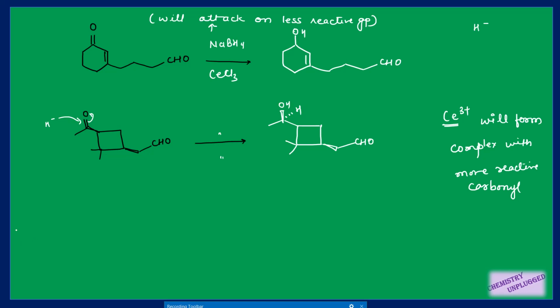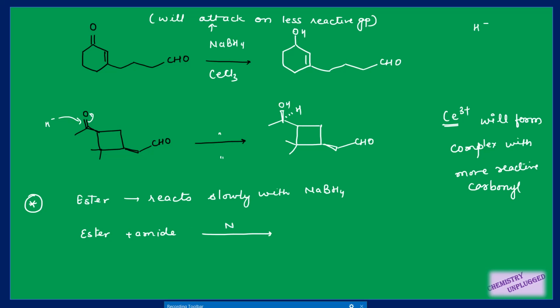Then if I have told you that esters react very slowly with sodium borohydride, and suppose in a molecule you have ester plus amide group together, and suppose you are using sodium borohydride, and with this sodium borohydride suppose I have calcium chloride, then this ester will be reduced to alcohols, and this amide will remain unaffected. In place of this calcium chloride, you may also have titanium chloride or Lewis acid.